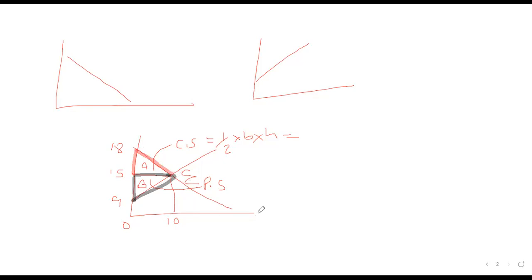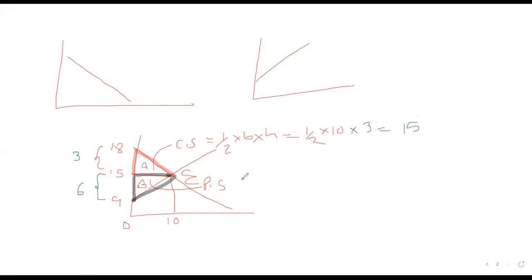So if you're looking at area A, what is the base? 10. So half times 10. Then what is the height from 15 to 18? 3. And what is the height for the other one from 15 to 9? 6. Okay. So the base is 10, the height is 3. We get 15 as our consumer surplus.